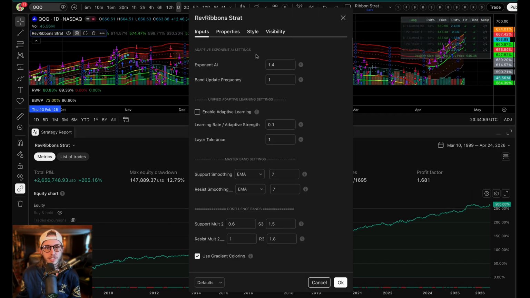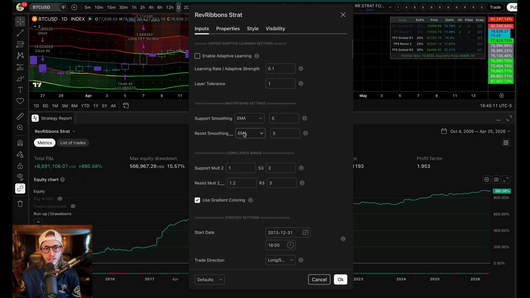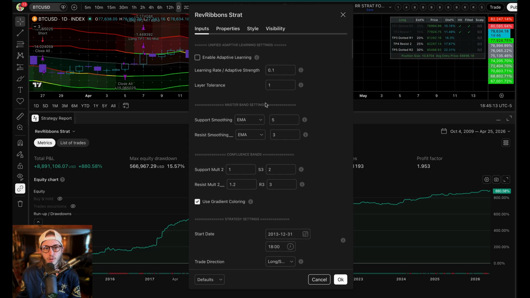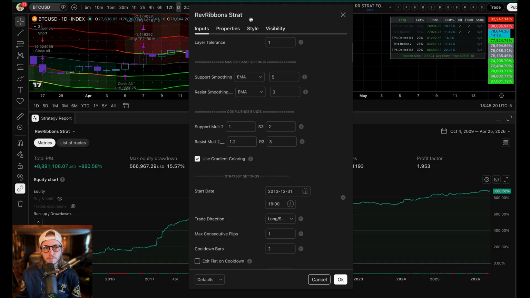For example, on the QQQ, I put the exponent AI on 1.4, and I generally will work from the top down and then sometimes bounce back and forth, making slight adjustments and looking at the equity curve. Another thing I will note, these are all pretty much default settings for the one day, except for resistance smoothing, which is on 3, and resistance multiplier, which is on 2.